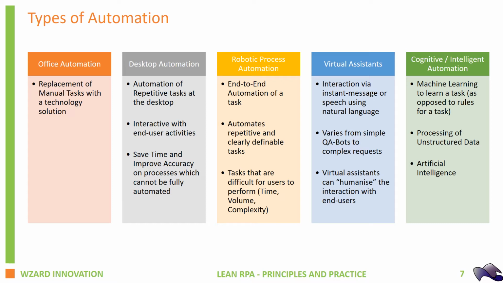Desktop automation is sometimes referred to as attended automation because it's interactive with end users at the desktop and is typically used to automate repetitive desktop applications that save time and improve accuracy upon processes which you cannot fully automate end to end.